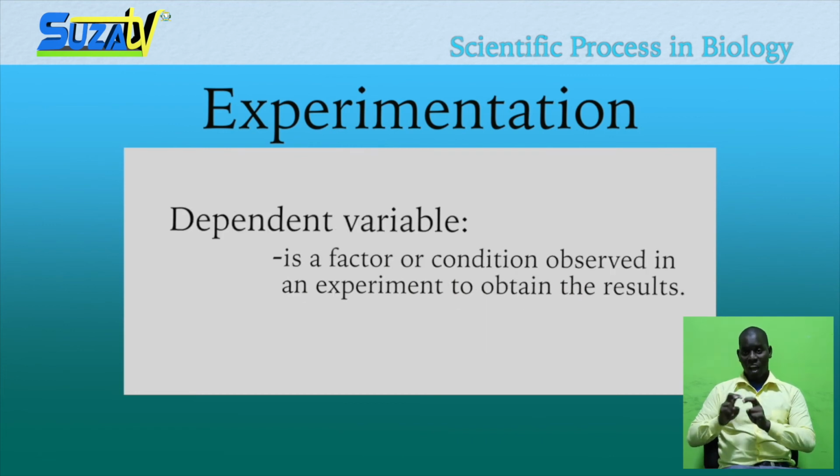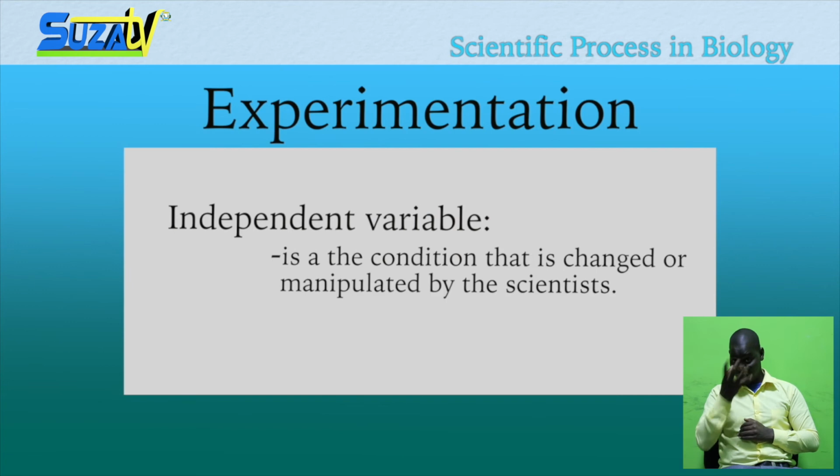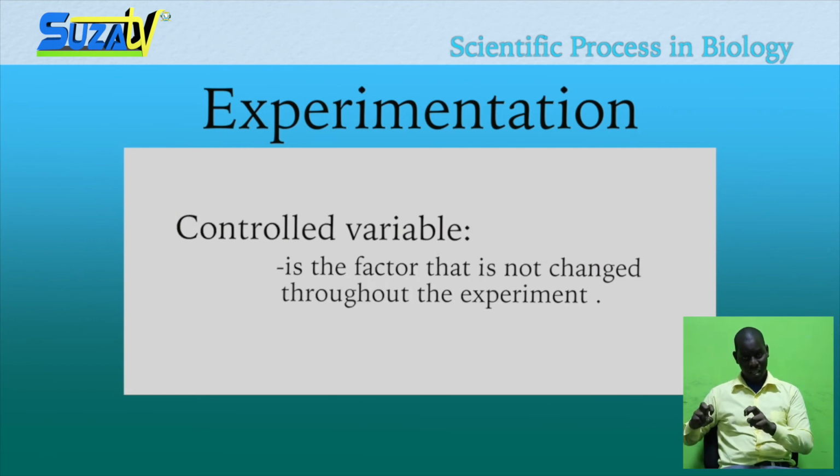Dependent variable. This is the factor or the condition observed in an experiment to obtain the results. Independent variable. This is the condition that is changed or manipulated by the scientist. It is not changed by other variables. The independent variable causes the change of the dependent variable. The third type is the controlled variable. This is the factor that is not changed throughout the experiment. Examples are light intensity, pressure, and so on.